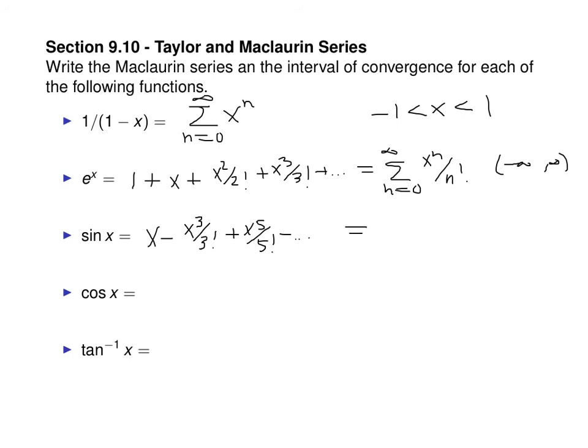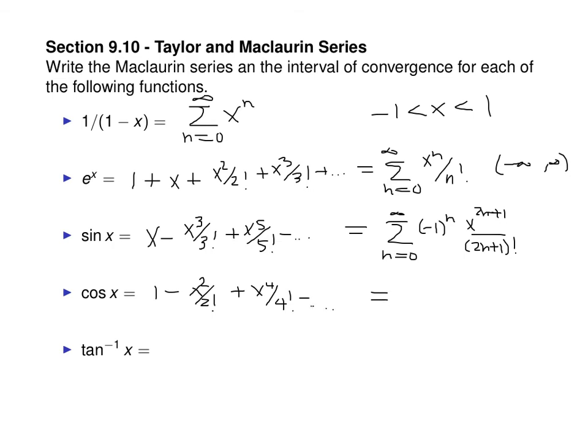So as an infinite sum, it's written as negative 1 to the n x to the 2n plus 1 over 2n plus 1 factorial. And then cosine's Maclaurin series is 1 minus x squared over 2 factorial plus x to the 4th over 4 factorial minus etc. So sum from 0 to infinity, negative 1 to the n x to the 2n over 2n factorial.